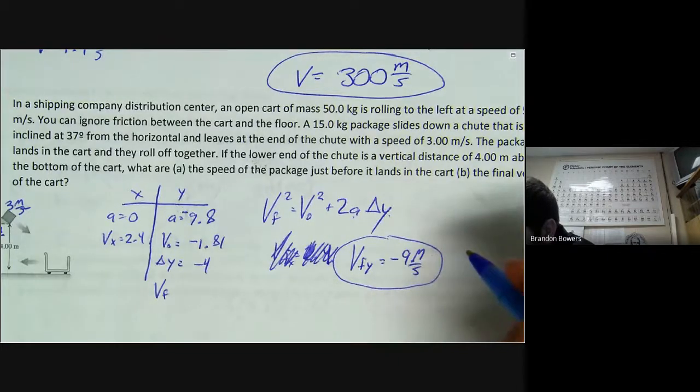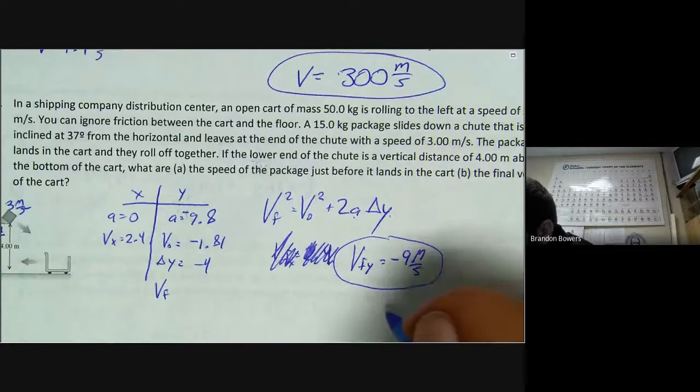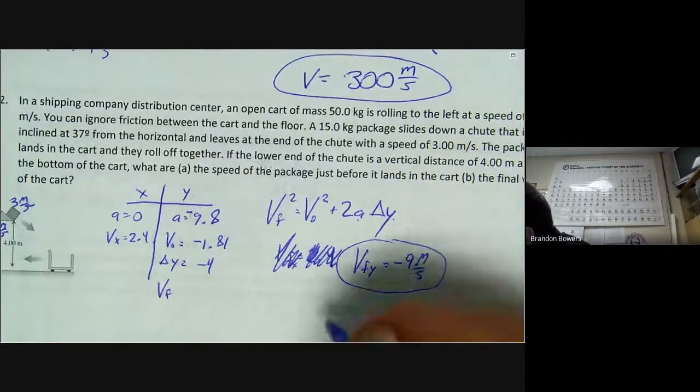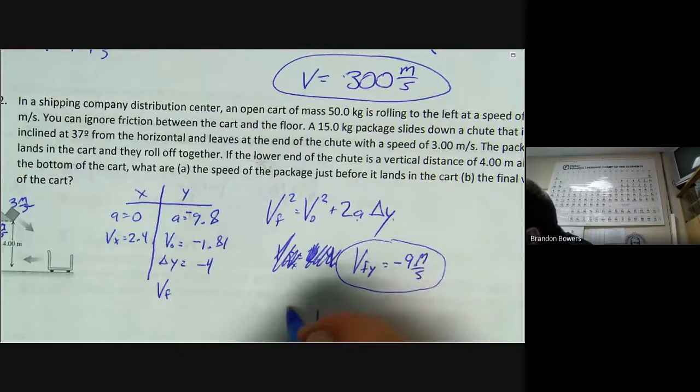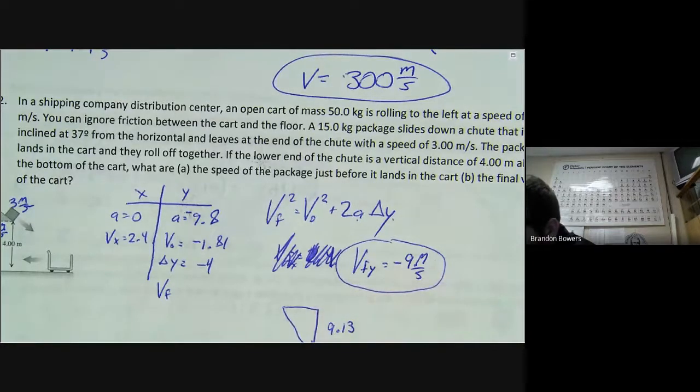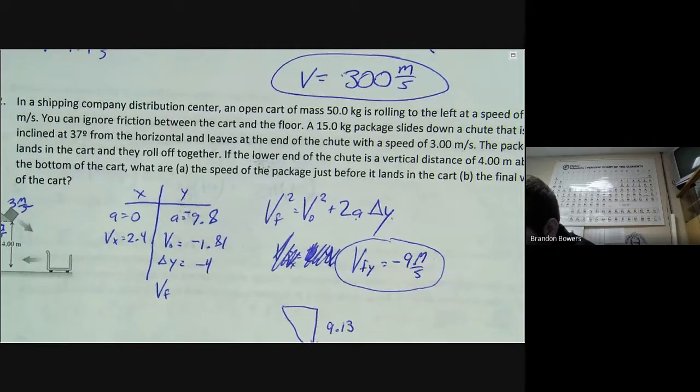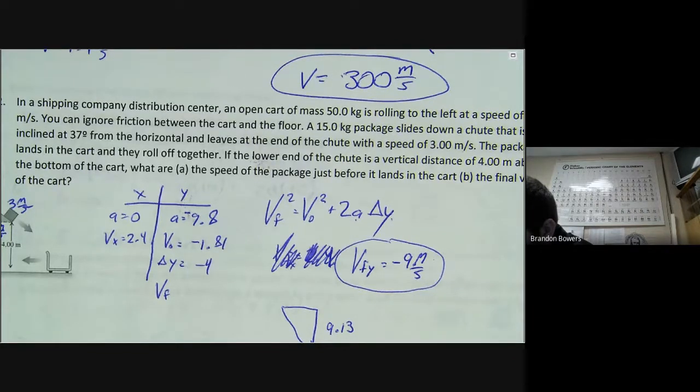Let's see, what would the speed be just before it hits the box? My velocity final in the y is 9.13. My final velocity in the x was 2.4.